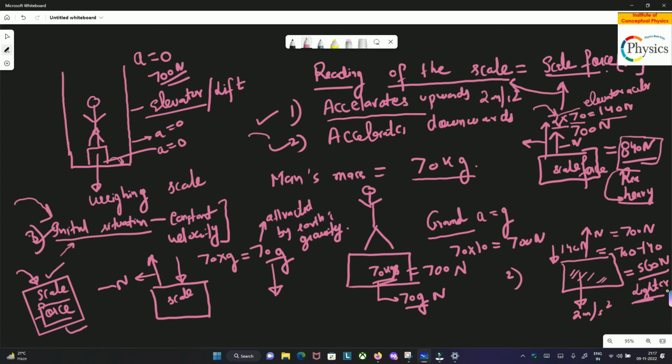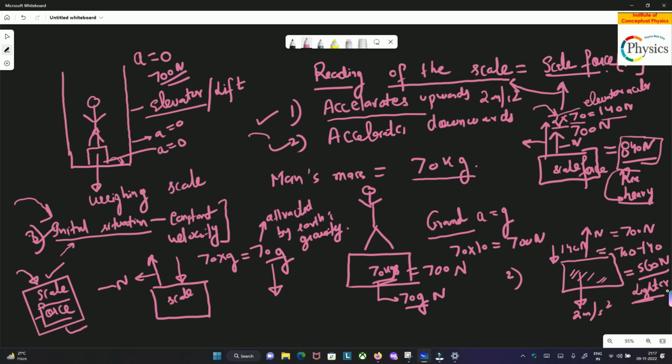So scale force has sources now: scale force due to acceleration upward, scale force due to acceleration downward, and scale force when there is no acceleration, with constant velocity. So scale force has to be looked at in these numericals. They're very easy to solve. Please don't get scared if you get a similar question in your examination. These are straightforward, simple questions to solve. You don't have to worry at all when it comes to solving them.